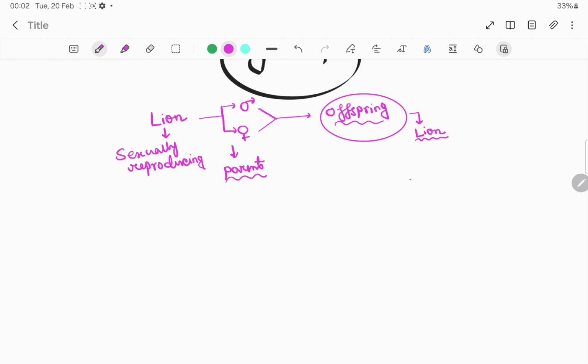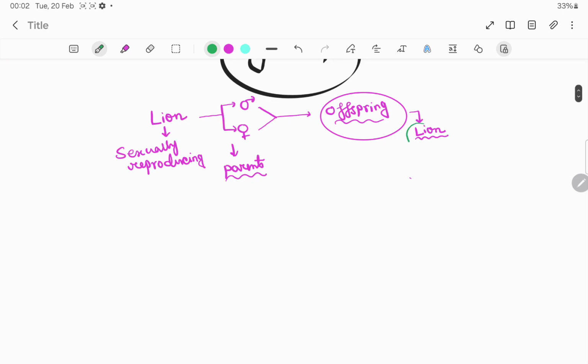Now why do we call that offspring a lion? Because the offspring which is produced looks like a lion. The offspring looks like the parents. The parents are lions, so the offspring looks like their parents. Now the question is why the offspring which is produced looks like a lion, looks like its parents?